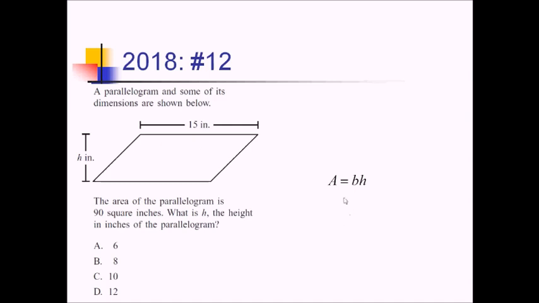So now let's just plug in what they gave us. They told us the area was 90, so A is 90. The base is just this side here, that's 15, and h is what we're looking for. Solving for h, we just have to divide both sides by 15. 90 divided by 15 gives us 6. So that's going to give us choice A.